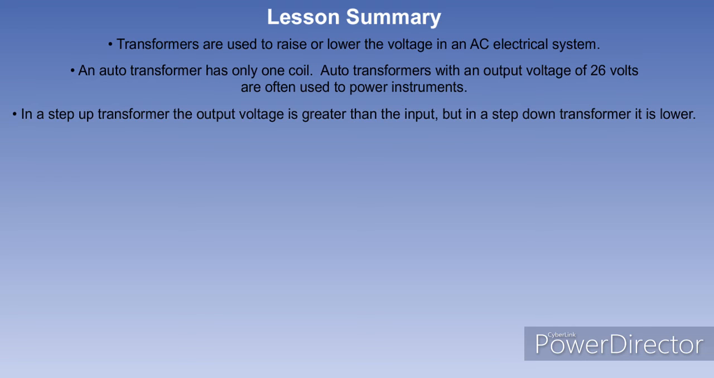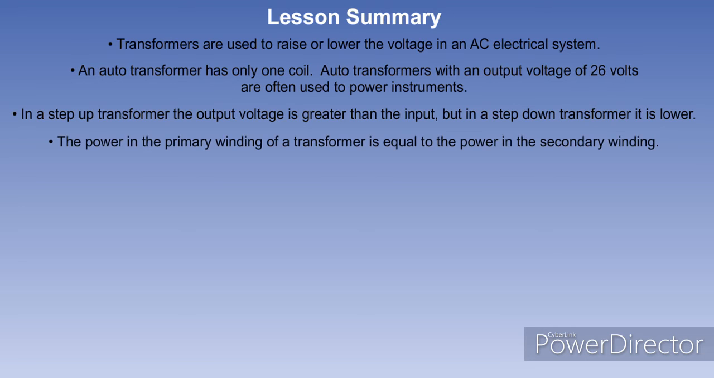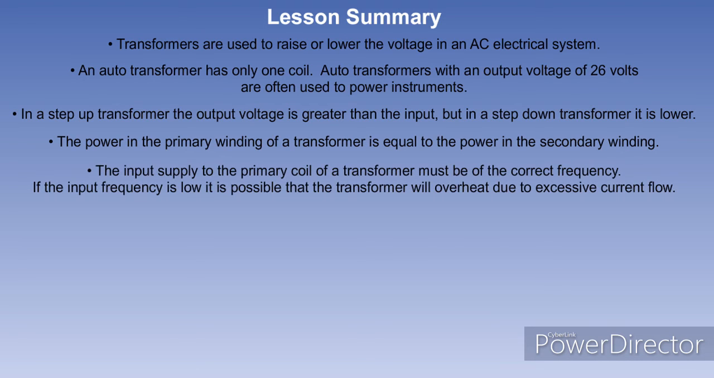In a step-up transformer, the output voltage is greater than the input, but in a step-down transformer, it is lower. The power in the primary winding of a transformer is equal to the power in the secondary winding. The input supply to the primary coil of a transformer must be of the correct frequency. If the input frequency is low, it is possible that the transformer will overheat due to excessive current flow.